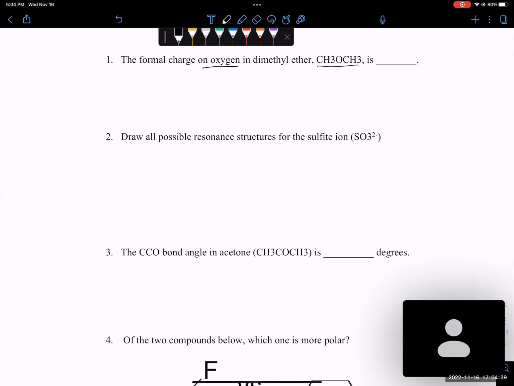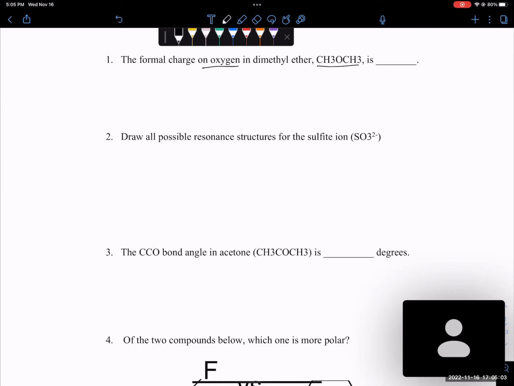Yeah, and that is indeed true for most things, but this is an ether. An ether functional group has an oxygen between 2 R groups. Those R groups can be really long chains, or in this case, they can just be 2 methyl groups. So CH3 is connected to the oxygen.